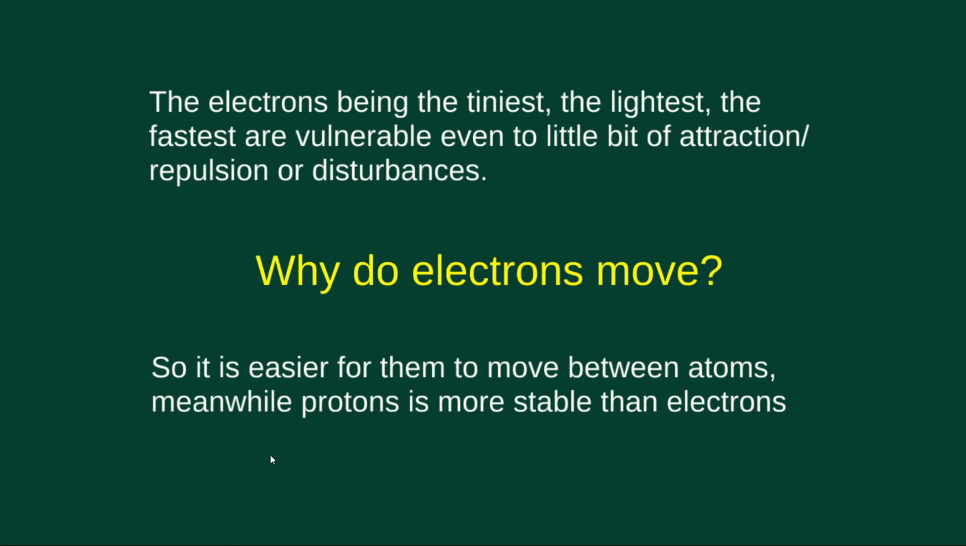That's why electrons move: because they are very tiny, light and fast, and very vulnerable to disturbances. The protons are not moving because they are more stable than electrons. Okay, so that's why electrons move.